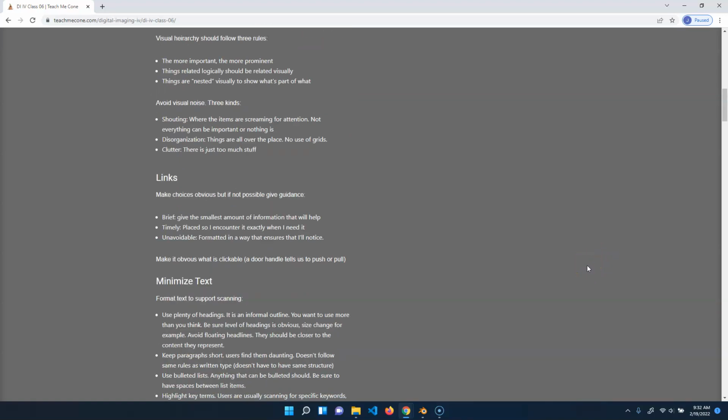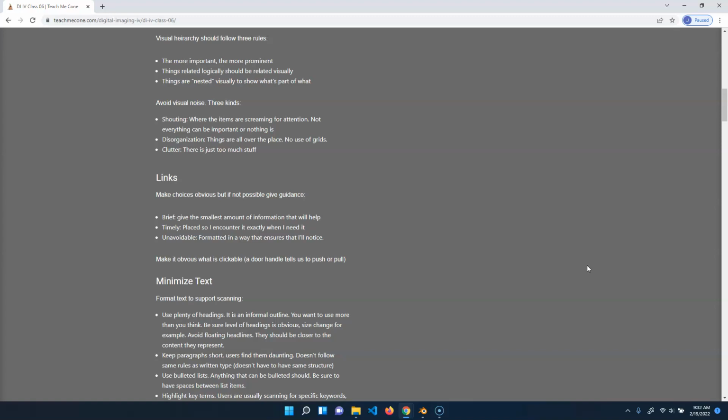When you make your links, make sure they're obvious, and give guidance if possible. So first, make it brief. You want the smallest amount of information that will help them. If you make them overly elaborate, then that actually makes it muddled and hard to understand. Only place them when you need them, so timely, and also make them unavoidable. You want to make sure that people do see them, that they know that is a link that they can use. So you want to make it obvious.